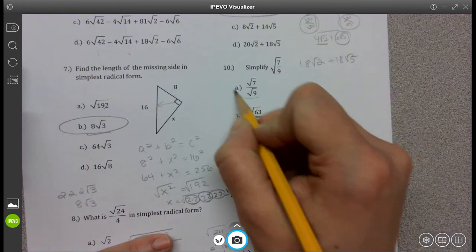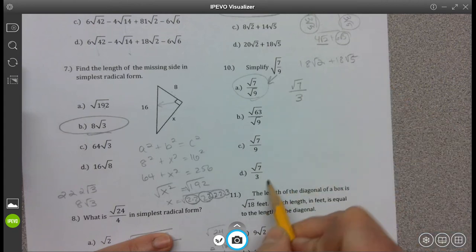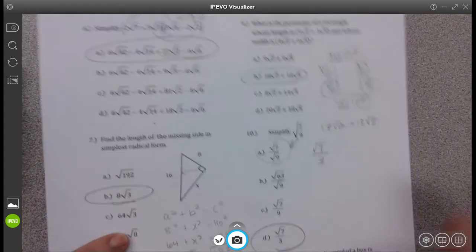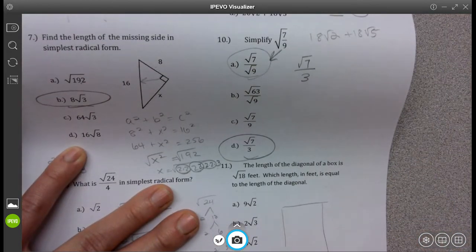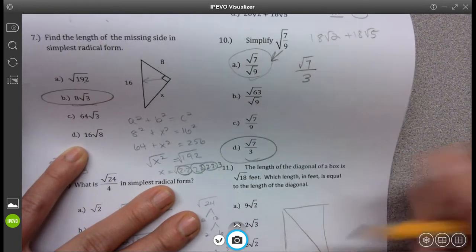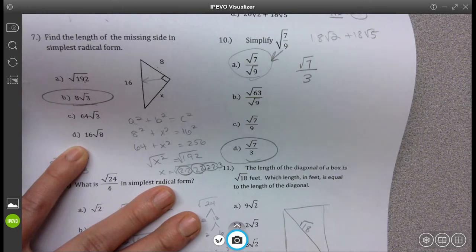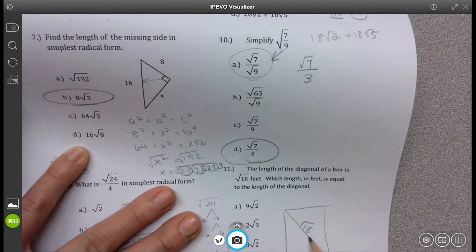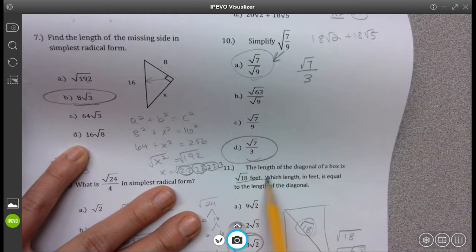So this is technically your answer. But wait, what's the square root of 9? 3. So this is your answer. Okay. All right, number 11. The length of a diagonal of a box is 18 feet. Which length in feet is equal to the length of the diagonal? All right, so all they're saying here is which one is equal to this. So we break it down. 2 times 9, which is 3 and 3. Your answer is 3 root 2. Just a fancy way of asking you to simplify.